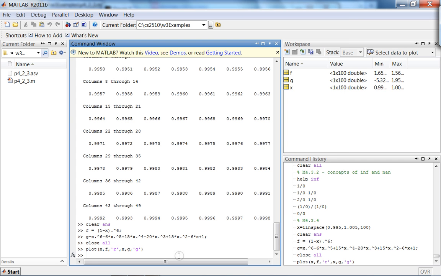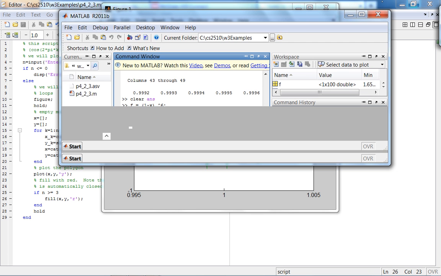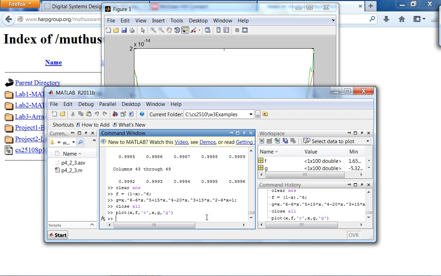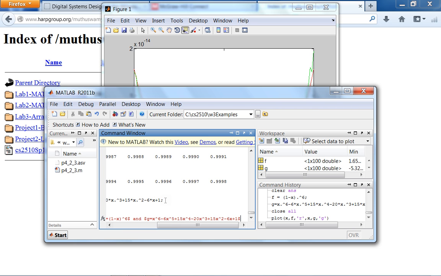Over this interval. So first of all, let me show you some other obvious nuances of the plot command. You can label plots, and you can also use the LaTeX interpreter to get really nice axis labels and plot title. So, plot of x versus f equals 1 minus x to the 6th. And I'm just going to write g in the interest of time, well, I do have time, so let me type this out. That is g is x to the 6th minus 6x to the 5th plus 15x to the 4th minus 20x cubed plus 15x squared minus 6x plus 1.